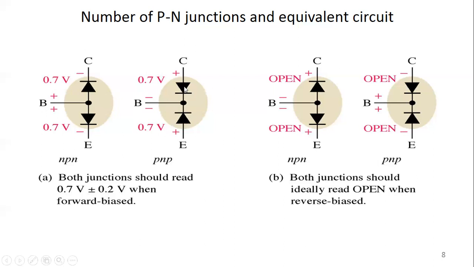In case of PNP transistor, the base is N type, so base is going to form the cathode, while emitter and collector, which are P type materials, are going to form the anodes. So the direction of the diode is going to reverse compared to the NPN transistor. Both are diodes, so both PNP and NPN are going to have the same barrier potential of 0.7 volt. So we have to apply 0.7 volt plus minus 0.2 volt to turn on those devices.